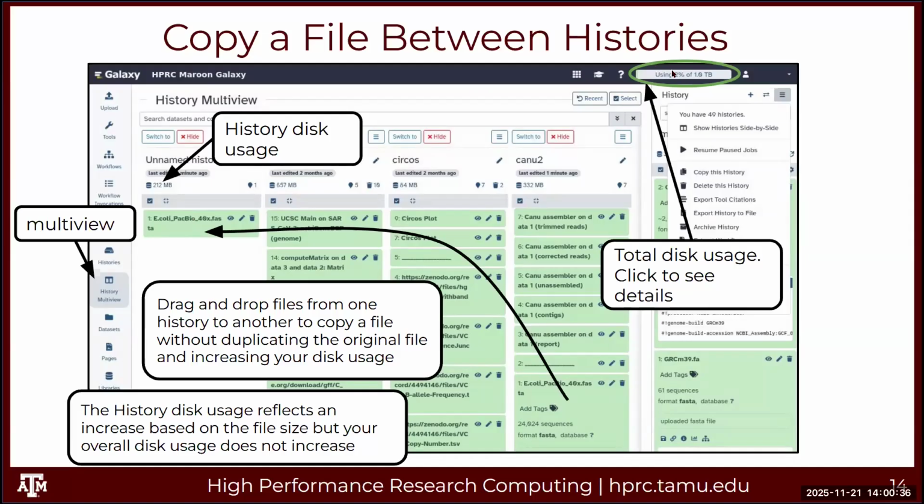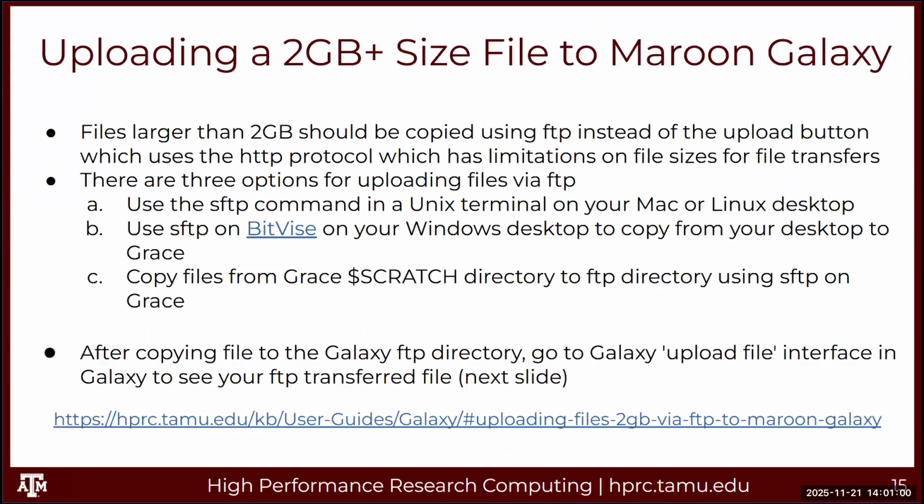So Galaxy has some built-in functions so it doesn't just make a copy of files every time you copy it to a new history. It just keeps track of where the original file is located. That can be useful, so you don't have to upload your genome assembly into each history that you're working on. Okay, so for files greater than 2 gigabytes, we recommend that you upload using an FTP client.